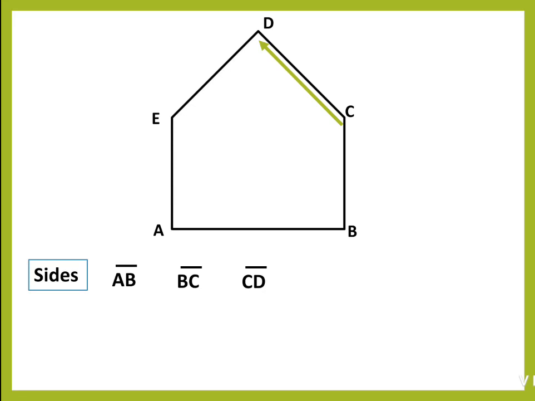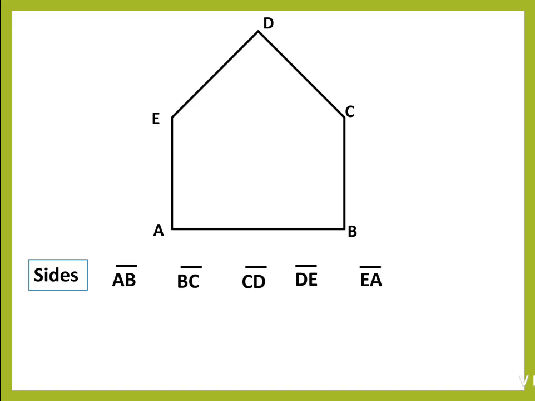Next, DE. Okay, DE is the fourth side. Line segment DE. Next, the fifth line segment. Fifth side is EA. So we have to write it as line segment EA. These are the 5 sides of this figure.